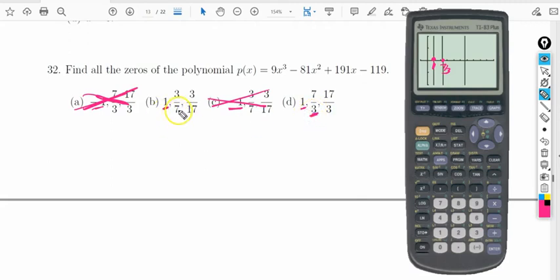3/7, that's not right. Where is 3/7? 3/7 is between 0 and 1, and I don't have an x-intercept between 0 and 1. And same thing, ditto for 3/17. I don't have multiple x-intercepts there. And 17/3, that's going to be a bit more than 5. 5 2/3, which is where we'd expect that to be. So that's going to be our correct answer. So x-intercepts are the same as real zeros, and these are 3 real zeros that match up with the graph. So the answer to 32 is D.